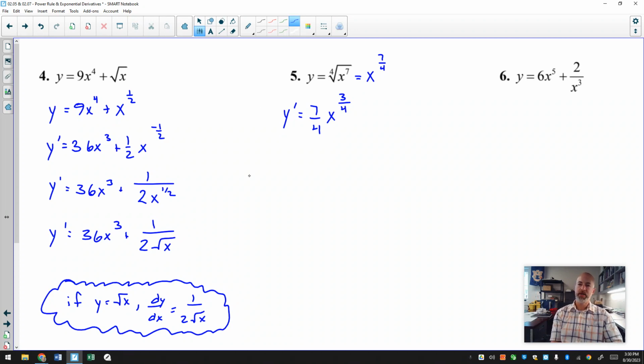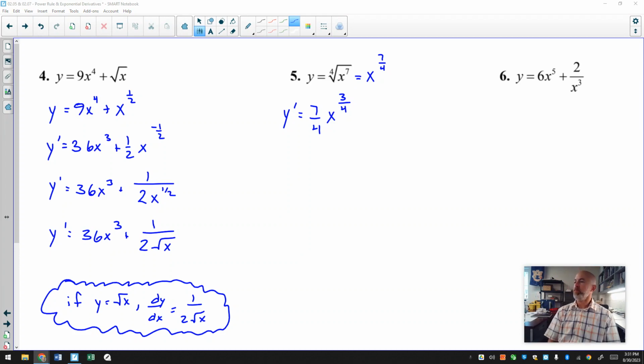By the way, this little memorized formula for the square root of x is literally only for the square root of x. Please do not try to apply that to all radicals. It doesn't work for cube roots or the 4th root or the 4th root of x to the 7th. So make sure that you're not overusing that root x differentiates to 1 over 2 root x idea.